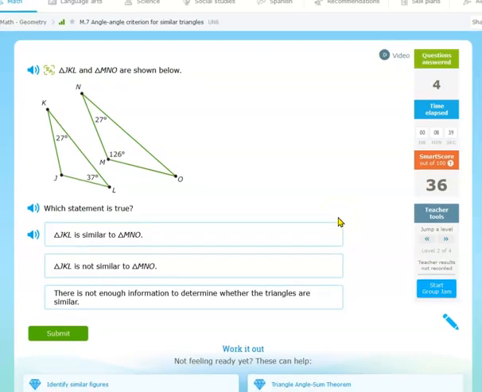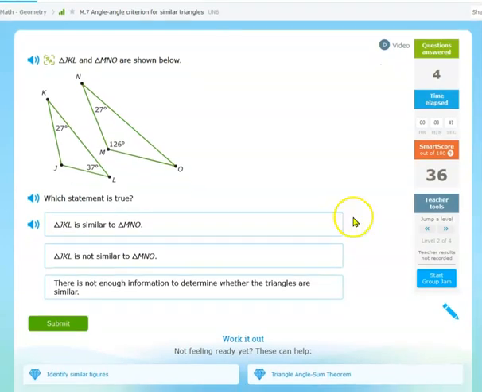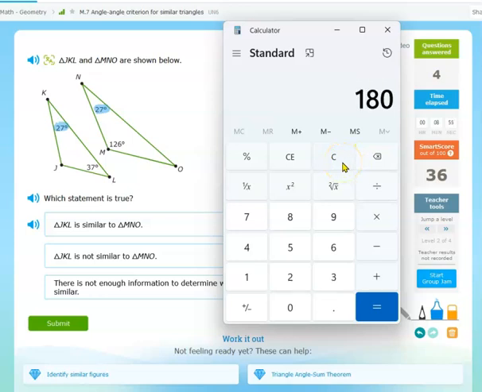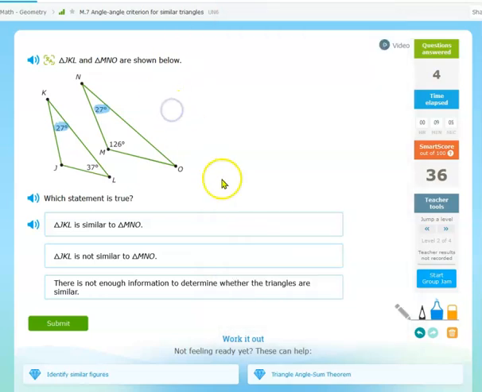Let's keep on going. Okay, all right. So with this one right here, I'm going to go ahead and highlight the two angles that are the same. K and N are both equal to 26. And I guess I'll just start with this triangle up here, and I'm going to figure out what O is equal to with the triangle angle sum theorem. So we're going to take 180 minus 27, oops, minus 126, and we get 27 degrees.